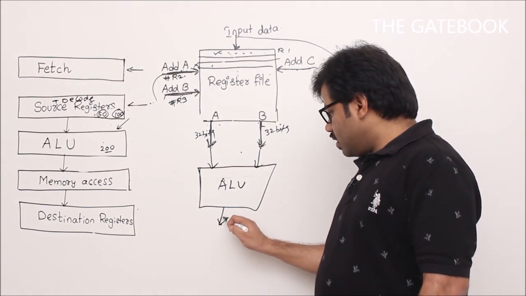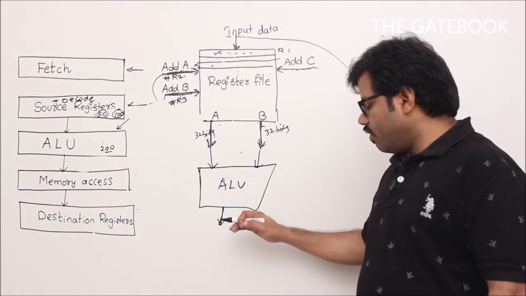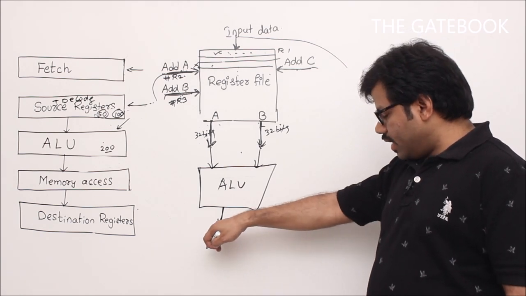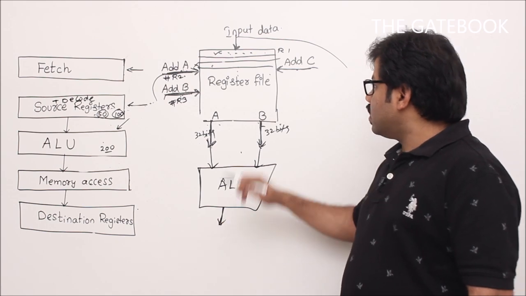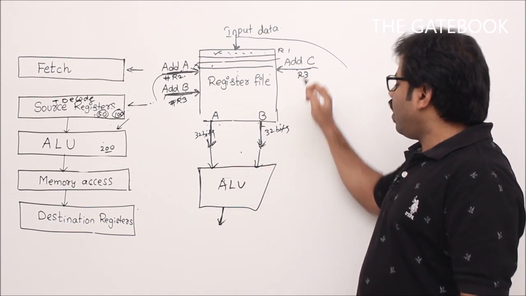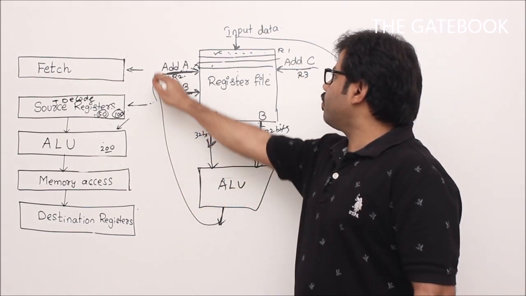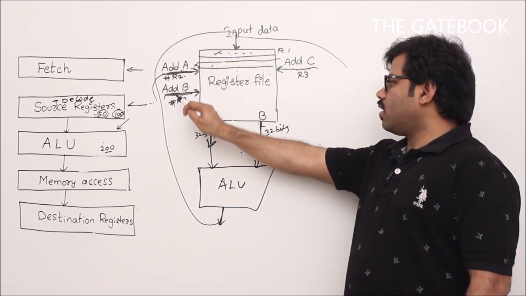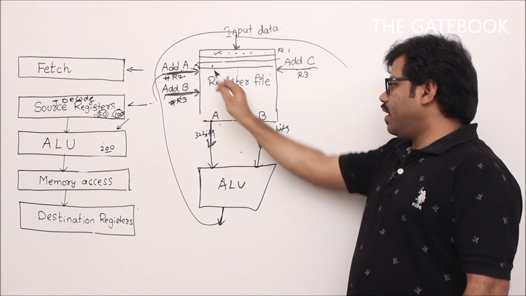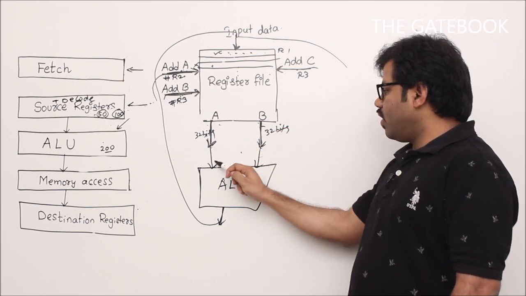Here you are getting some 32-bit or 33-bit value. Assume that 32-bit data you are getting back. Then what you do is specify R3 here and connect this line here. So what is going to happen finally? The contents of R2 and R3 will be taken here and they will be added here.